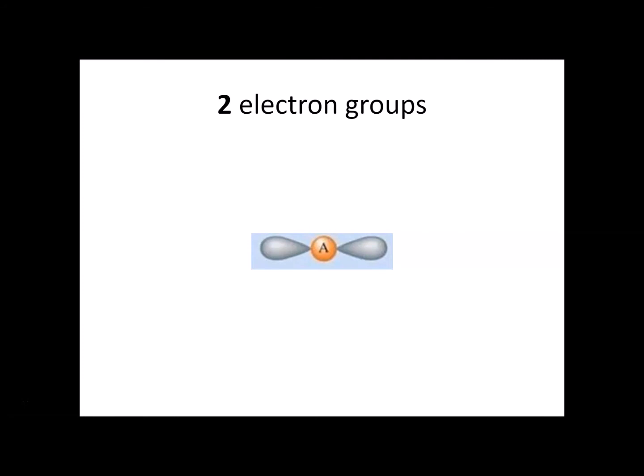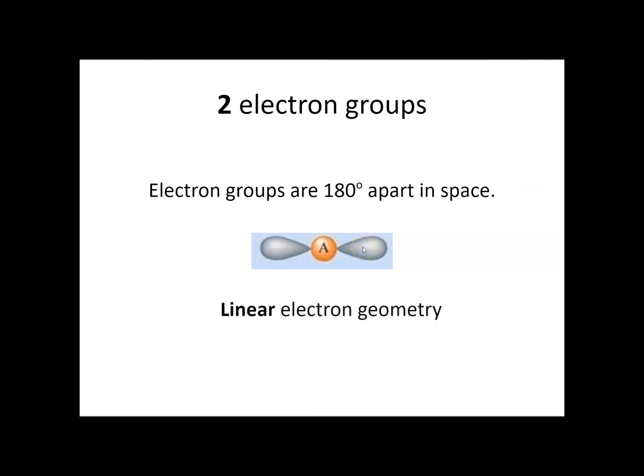When you have 2 electron groups in a molecule, the bond angle separation is 180 degrees apart in space. So A here in this picture is the central atom. And if you have 2 electron groups coming away from A, or attached to A in some way, and they want to get as far apart from each other as possible, because remember, electrons repel, then you can get 180 degrees separation. We call that linear electron geometry because it looks like a straight line.